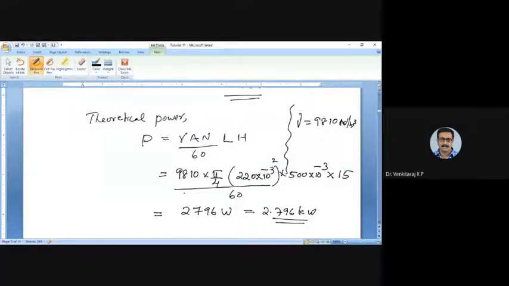That ends the first problem. Now we will solve another problem on the reciprocating pump.